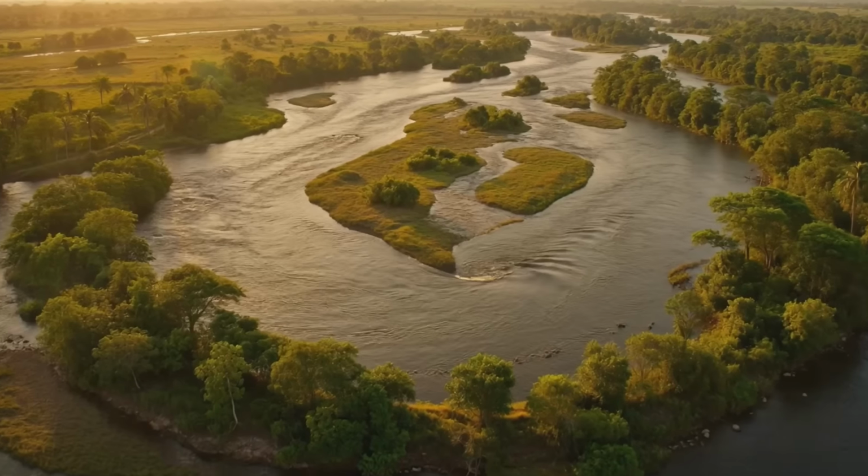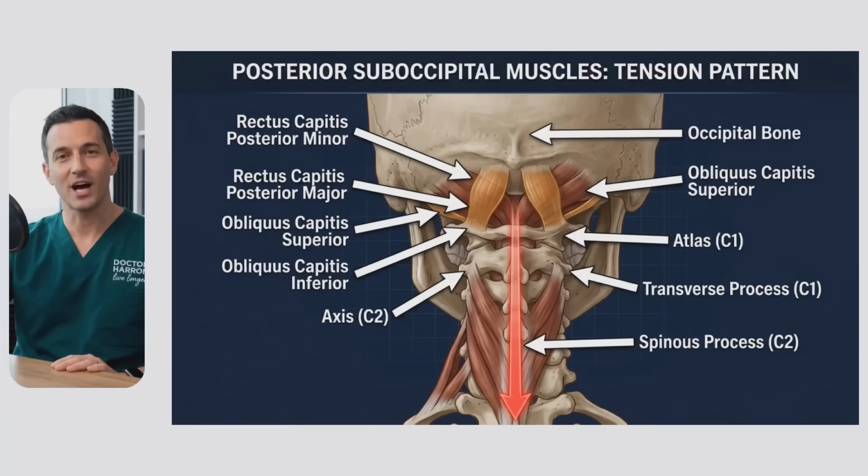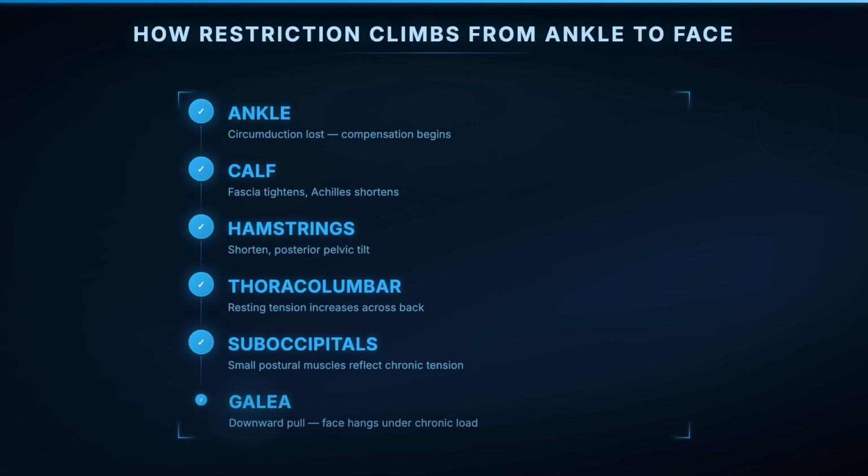When an ankle loses circumduction, the full circular rotation it's capable of, something else compensates. That compensation travels up the superficial back line. The calf fascia tightens, the hamstrings shorten. The thoracolumbar fascia on the back of the pelvis increases its resting tension. And that tension doesn't stop at the sacrum.